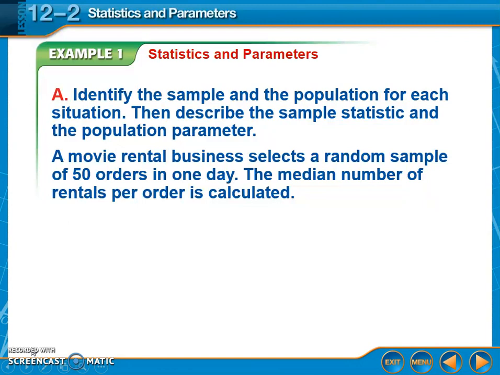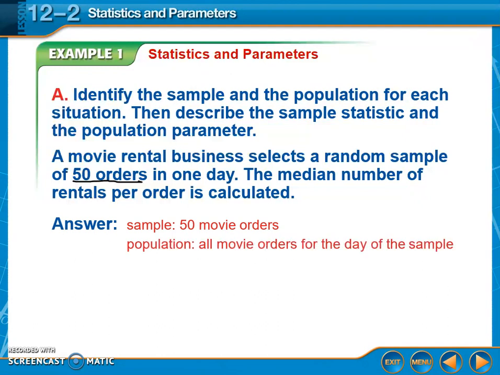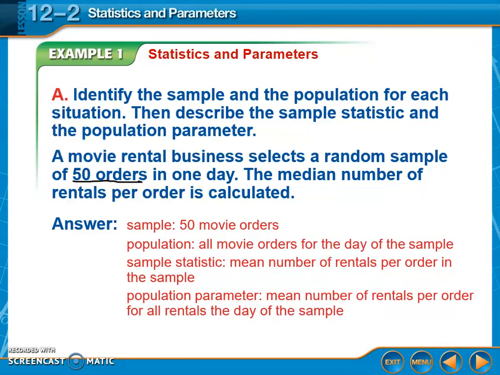So a movie rental business selects randomly 50 orders in one day. This is going to be our sample, the 50 randomly selected orders. And the population is going to be all of the orders in the movie rental business. So the median number of rentals for the sample, that's the statistic. But the median number of rentals for the population, that is the population parameter.